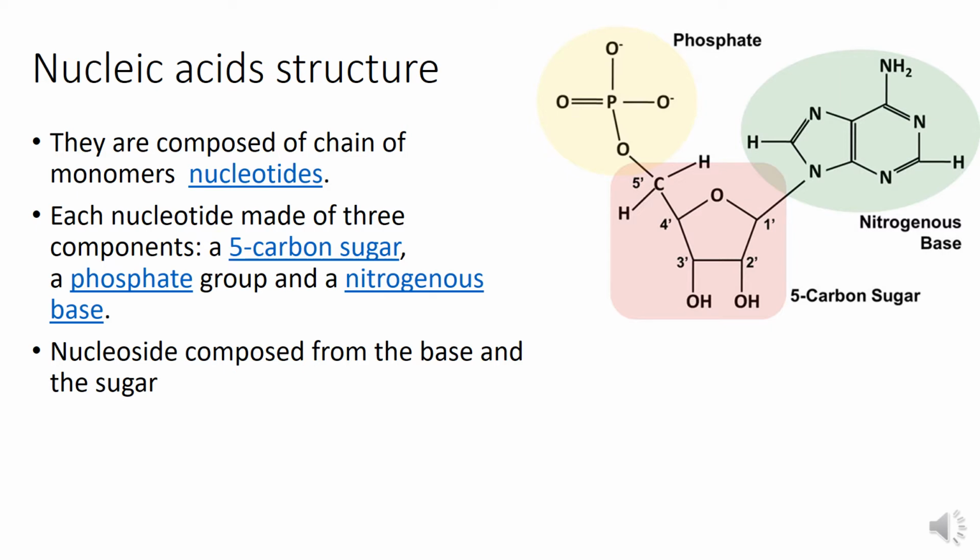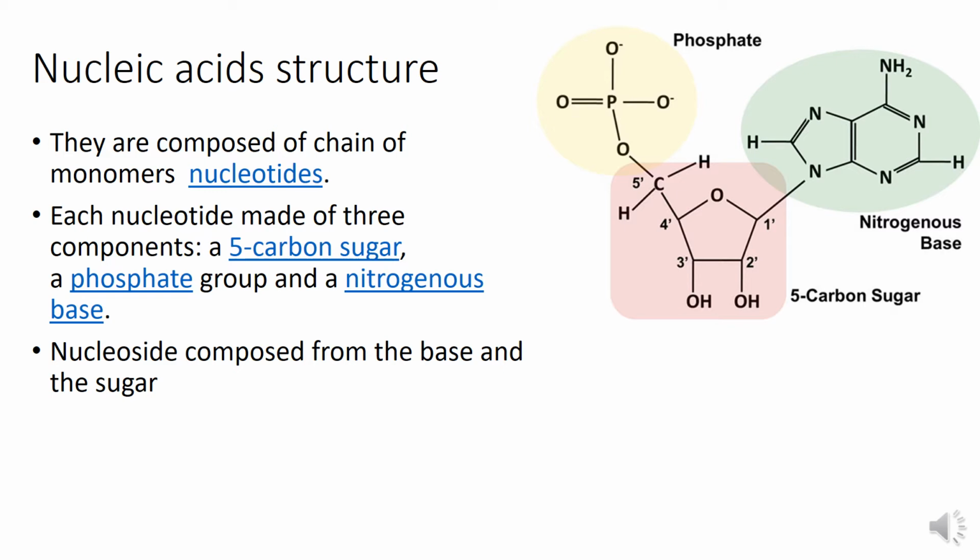Nucleic acid structure: they are composed of a chain of monomers, nucleotides. Each nucleotide is made of 3 components: a 5 carbon sugar. This is the 5 carbon sugar, 1 2 3 4 5 carbon sugar. The phosphate, this is the phosphate group, and a nitrogenous base.